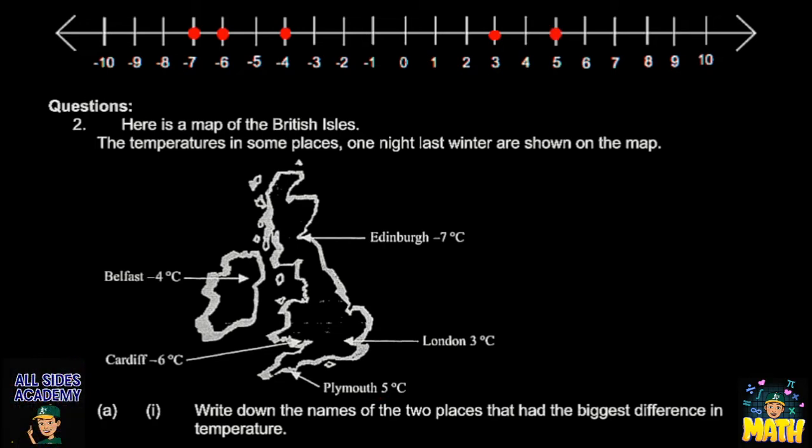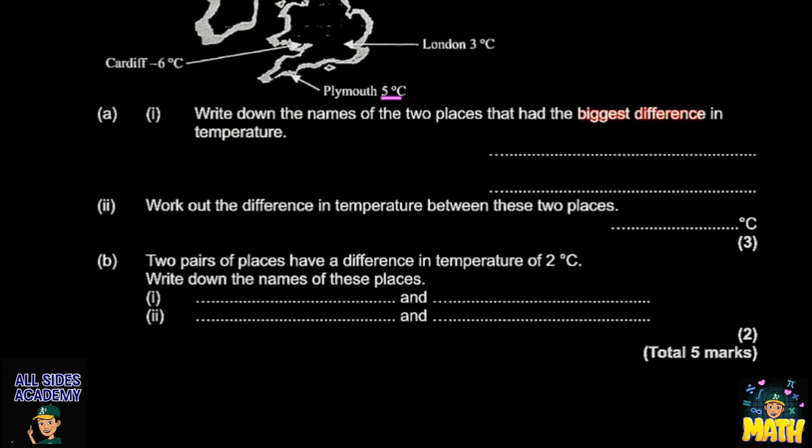So the biggest temperature difference will be given by the highest and the lowest temperatures. So we have to take note of the cities that have the highest and the lowest temperatures. So in our case, we have -7 and +5. The one that has -7 is Edinburgh, and the one with +5 is Plymouth. So we are going to write that as the names of the places. So Plymouth and Edinburgh.